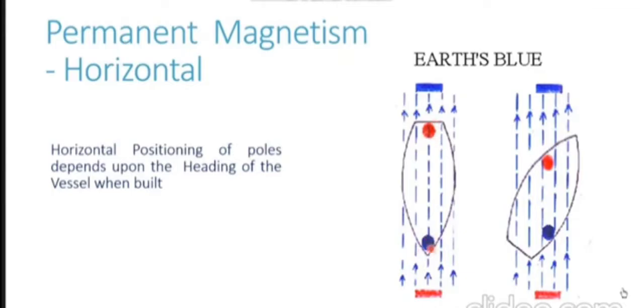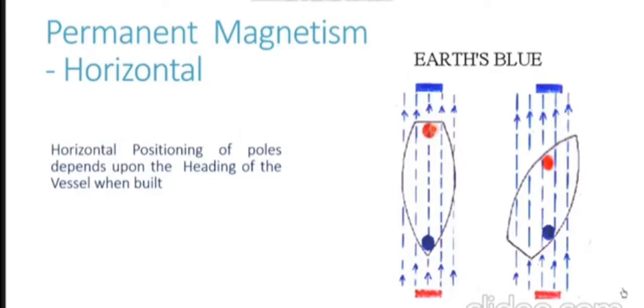Why the bow is blue in this case? Because wherever the magnetic field lines enter, that is the blue pole. Is the stern red in this place? The stern is red because wherever the lines of force come out, that is the red pole of the magnet. So with the lines of force entering into the bow, it gets a blue polarity, and with the lines of force coming out of the stern, it gets a red polarity.